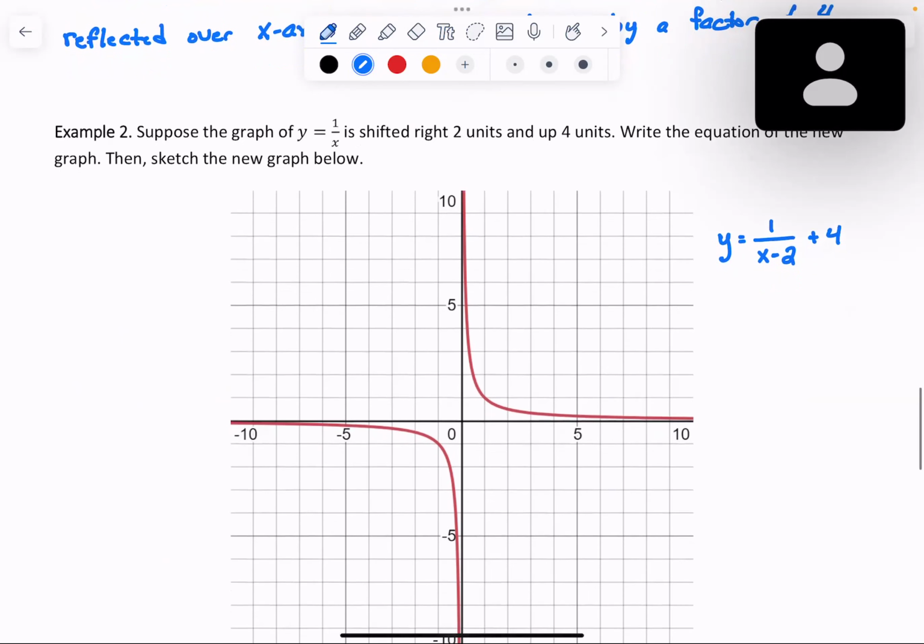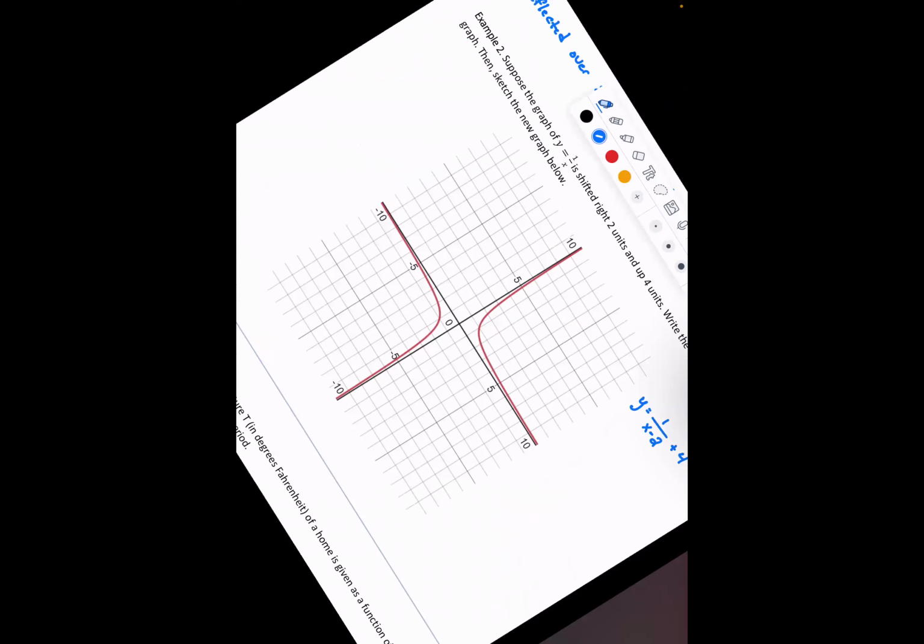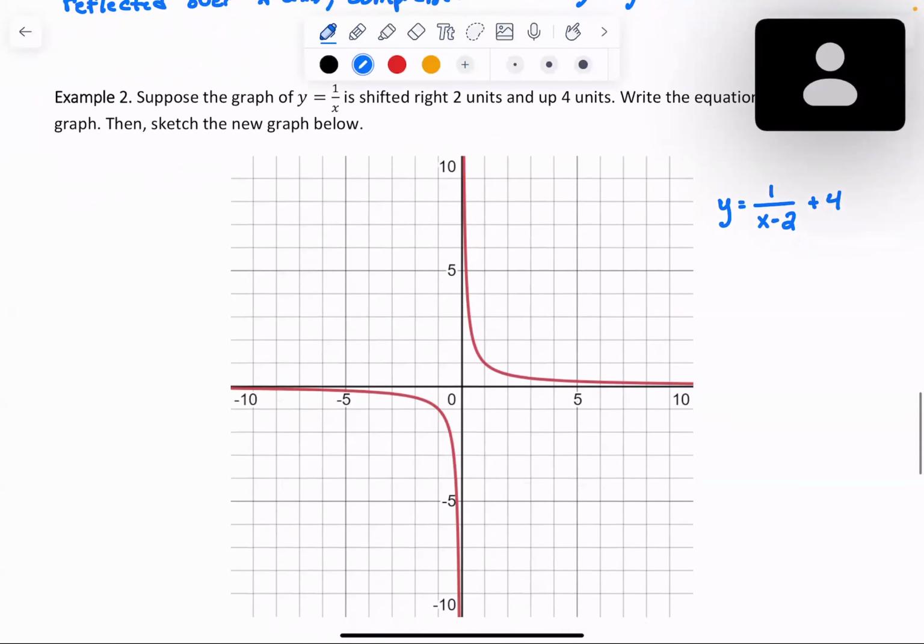Is everyone okay with how I wrote the new function at least? Okay. So that's the new function. How do we graph this thing? This one's a little harder to graph. So let's do this. Whenever you have a standard y equals 1 over x, the point of reflection is 0, 0. Now it's going to be the point 2, 4 because we shifted it over 2 to the right and up 4.